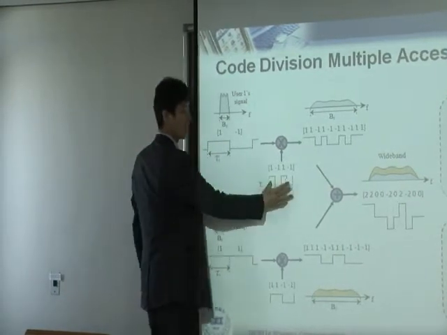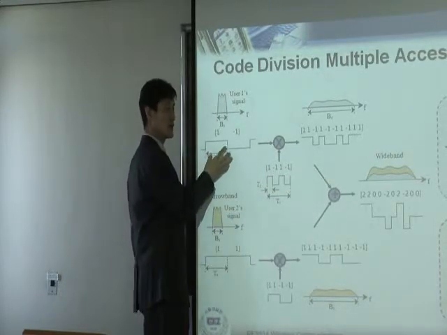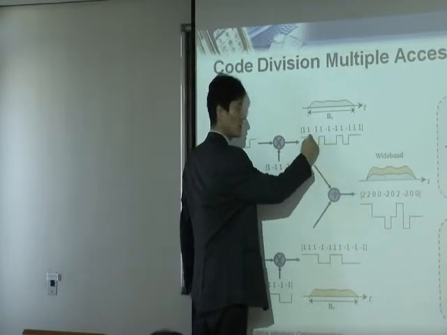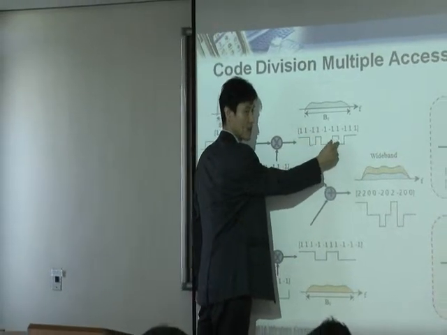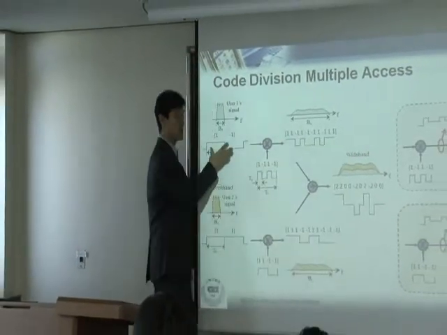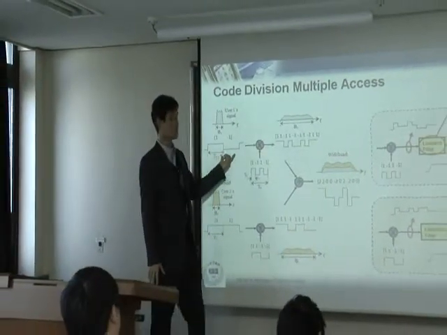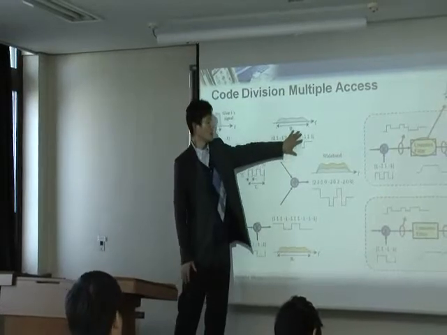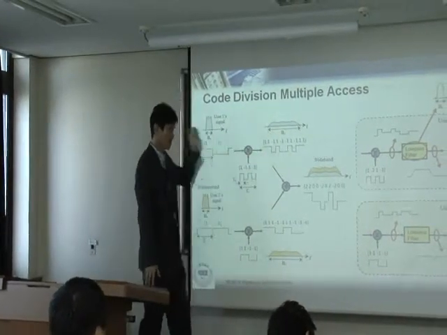So once you multiply this code into the bit, now these have chips. This is chip rate. We call that a chip rate, okay? This is a bit rate. Originally, a bit rate, we multiply then chip rate. So this is what you get.